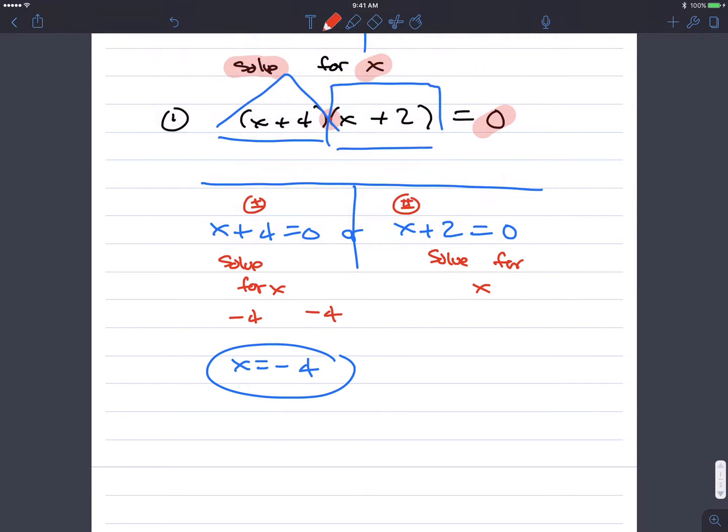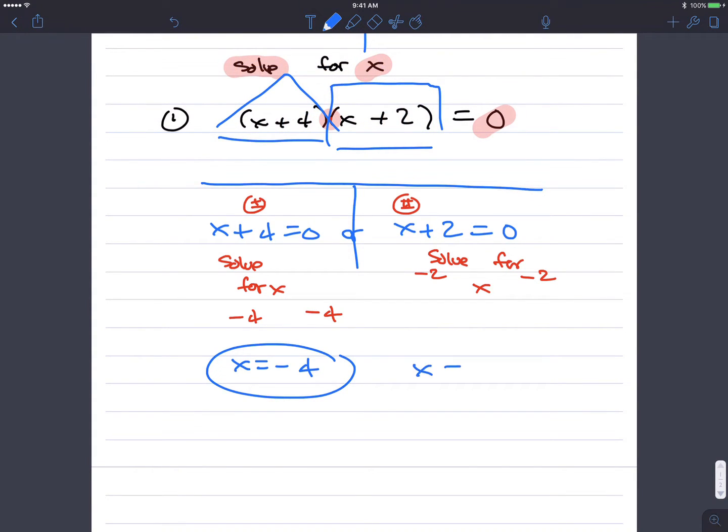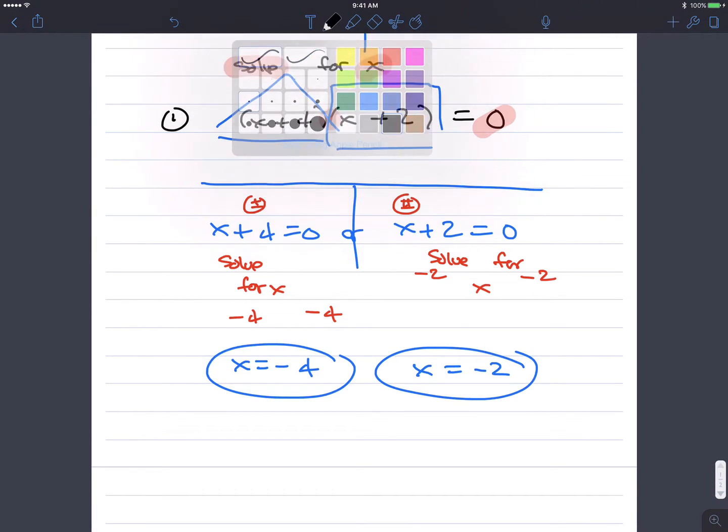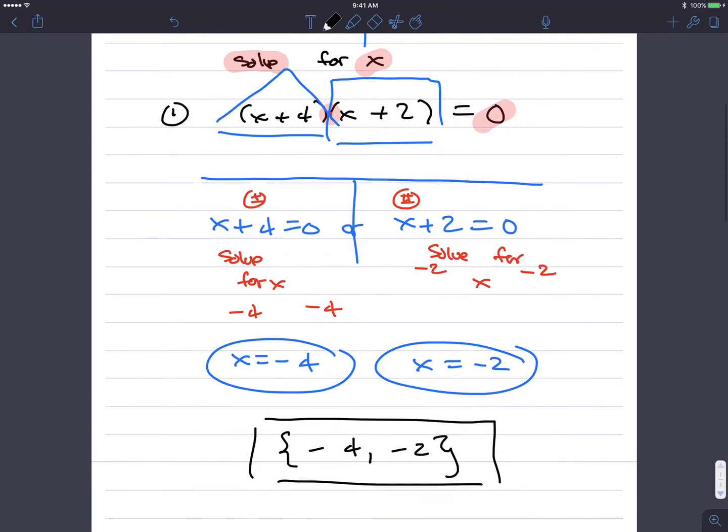And then here, we subtract 2 from both sides. And what do we get for x? X is going to be now negative 2. So a solution set would look like this, right? They're going to put these in set notation. This is known as a solution set. So either way you express the answer to me would be fine. You can say, for example, x is negative 4 or x is negative 2.